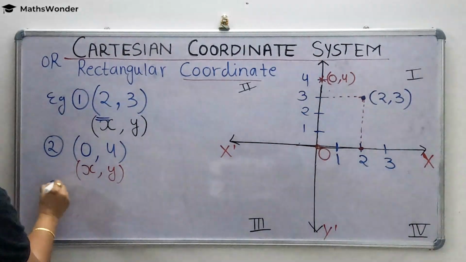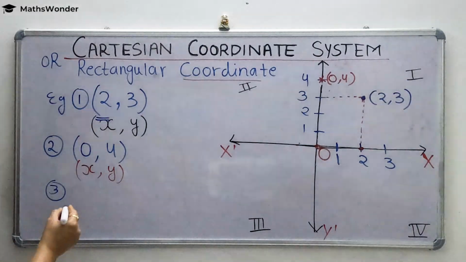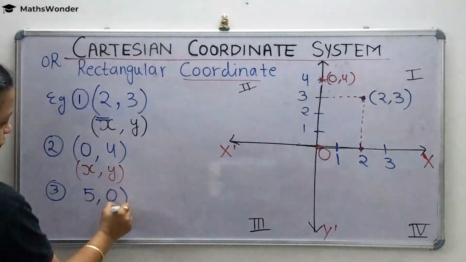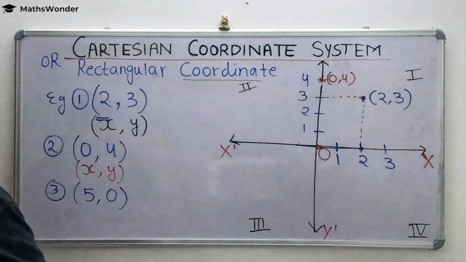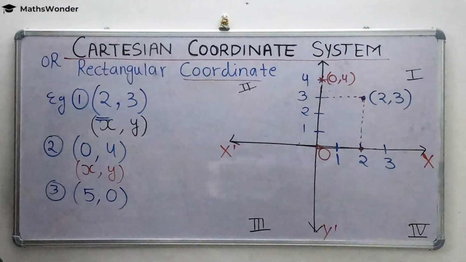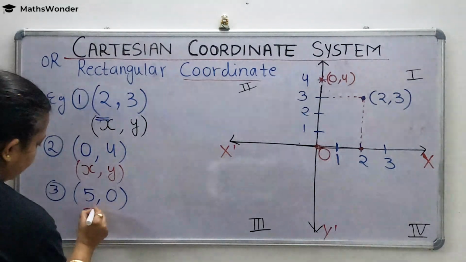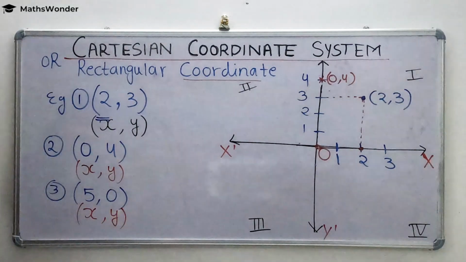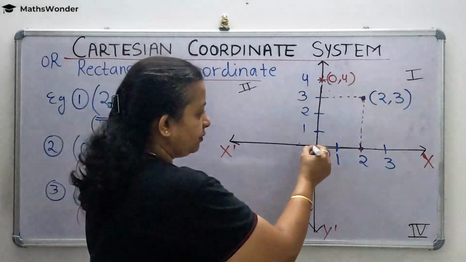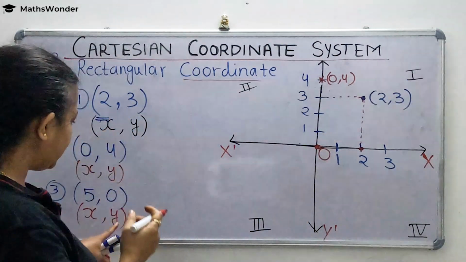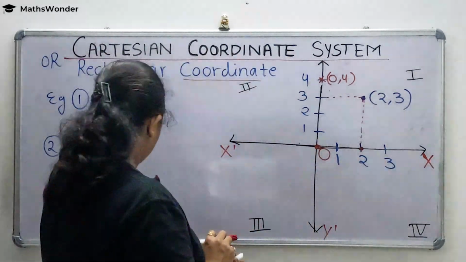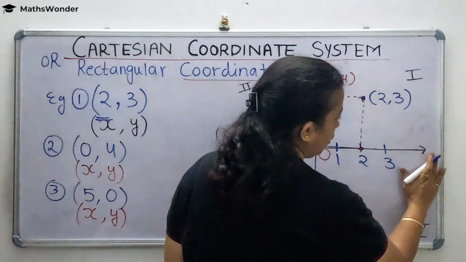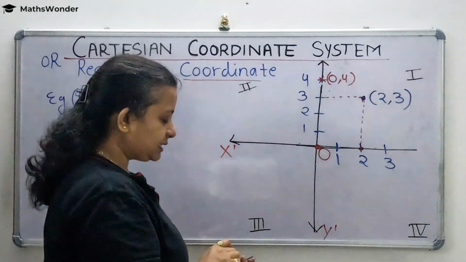Third example. Suppose (5, 0). Then how will you show it on the Cartesian plane? So 5 is x, and 0 is on the y-axis. Now check. Where is 0? 0 is 0 for x. No, sorry, x is 5. I need to draw more, so I'm extending here only.